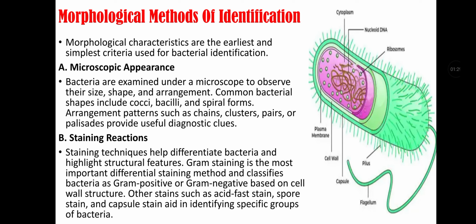Staining reactions. Staining techniques help differentiate bacteria and highlight structural features. Gram staining is the most important differential staining method and classifies bacteria as gram positive or gram negative based on cell wall structure. Other stains such as acid fast stain, spore stain, and capsule stain aid in identifying specific groups of bacteria.